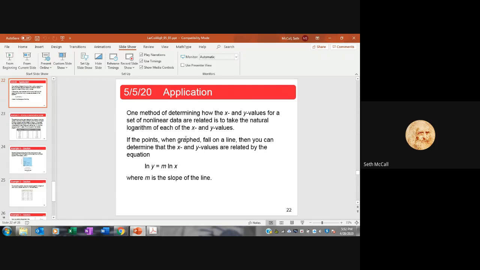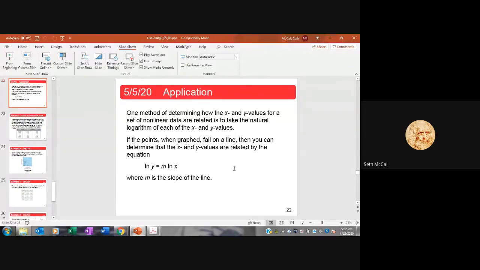It says one method for determining how X and Y values for a set of nonlinear data are related is to take the natural log of each of the X and Y values. They very specifically said X and Y are data points, but they are not related linearly. In other words, if you plotted those points, they would not line up in a straight line on a scatter plot. There are other types of data in the real world.